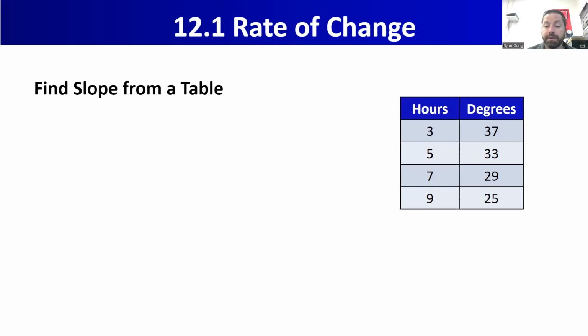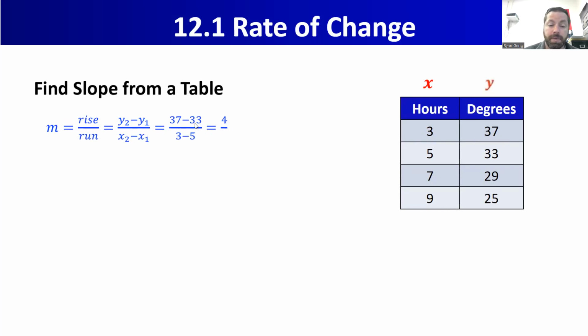So we've got hours and degrees here. Again, we're going to try to find slope, rise over run, y2 minus y1 over x2 minus x1. We need 2 points from this table. Again, the hours represent our x, and the degrees represent our y. So we can take our first point there, 37, and subtract another y value, we'll say 33. And then for the x value, 37 matches up with the 3, so the 3 has to come first, minus 5.